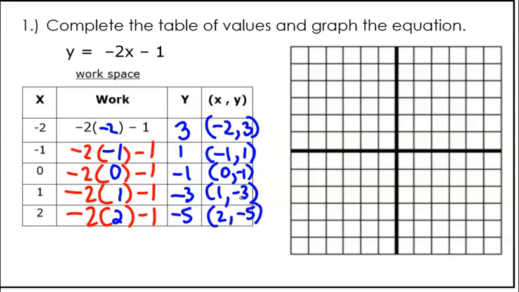Now that I have all of my ordered pairs, I can start graphing them on this coordinate plane. So again, I'm going to start with my first coordinate here, -2, 3. Then -1, 1, 0, -1, 1, -3, and 2, -5. If you do it correctly, it should create a long straight line.